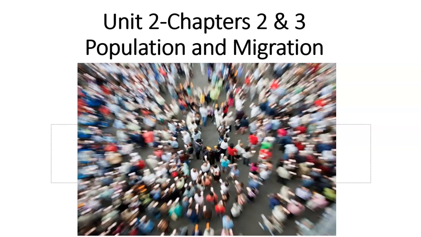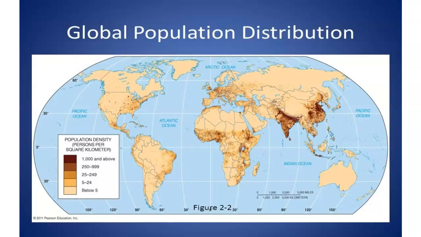This lesson will cover big concepts from Unit 2 on chapters 2 and 3, looking at population and migration. We can take a look at the world and look at how population density differs in varying parts of the world. The darker the colors, that's typically associated where population density is greatest. And we can see that the greatest density is in East Asia and South Asia, particularly within China and India.